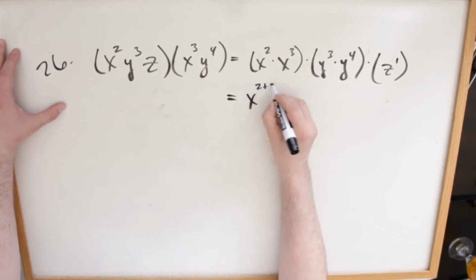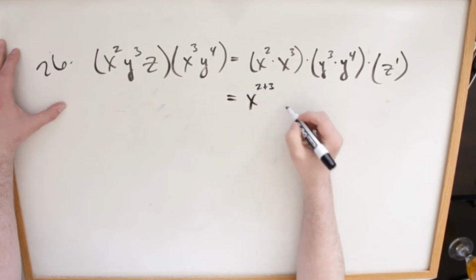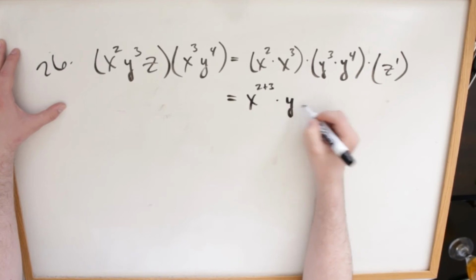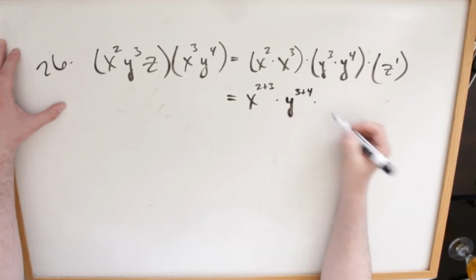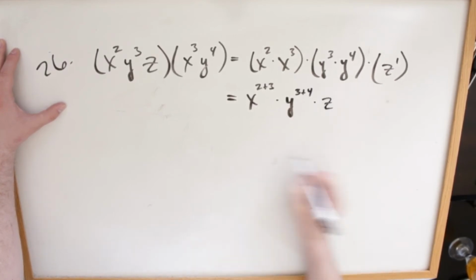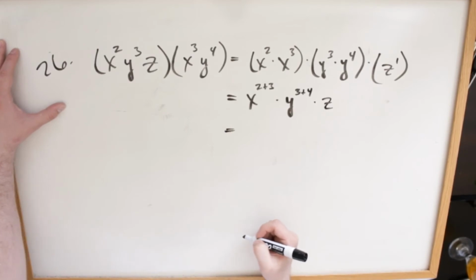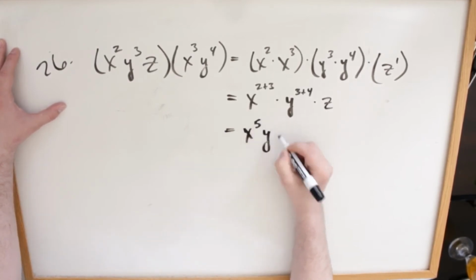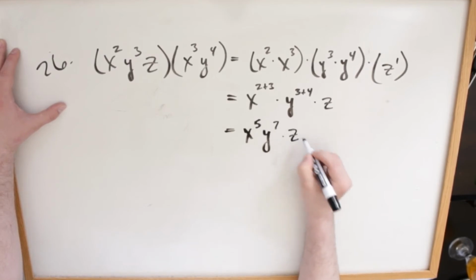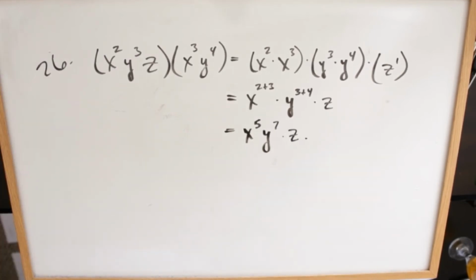I'm really taking time writing all of these out, okay? Because we'll go a lot quicker through these here in the future, in the next probably few sections. I'm going to assume you know how to do all this, and so I'm probably going to go quicker. So now x to the 2 plus 3 is x to the 5th, y to the 7th times z. And that's our final answer.